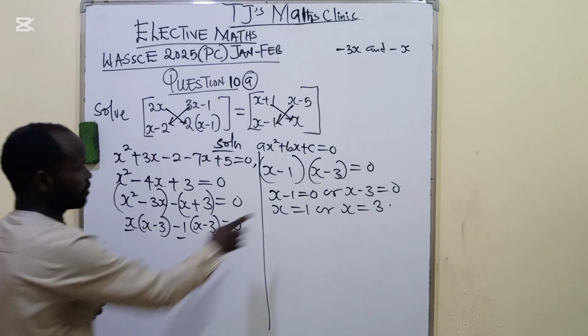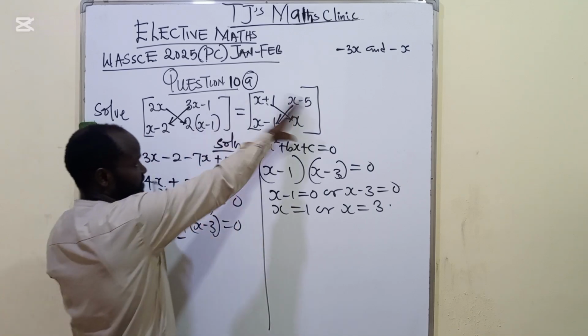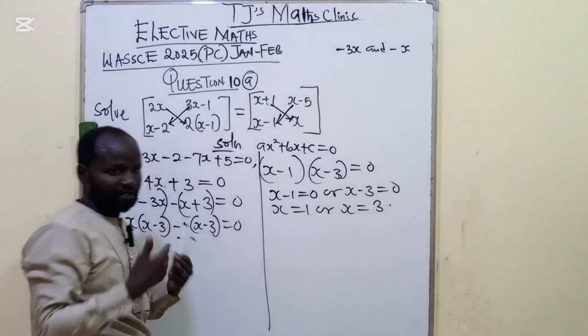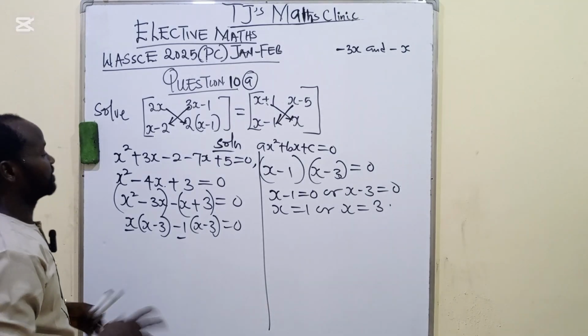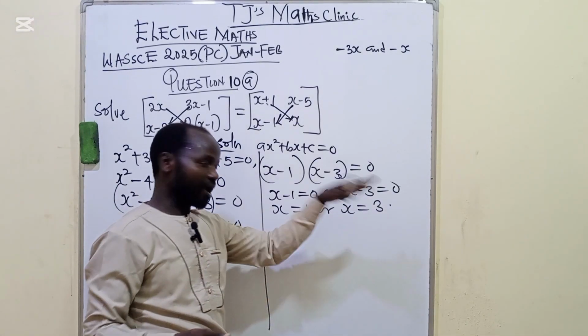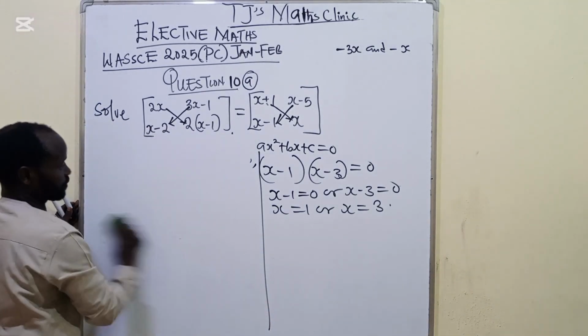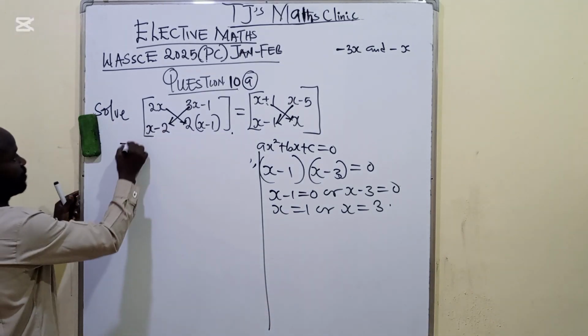To check, we plug x equals 1 into the left hand side of the given question and see whether it is the same as the right hand side. Are they the same? Let's check. We say the value of x is 1 or x is 3. Let's see whether it is true. Let me do the checking here. And it's what we call to check.